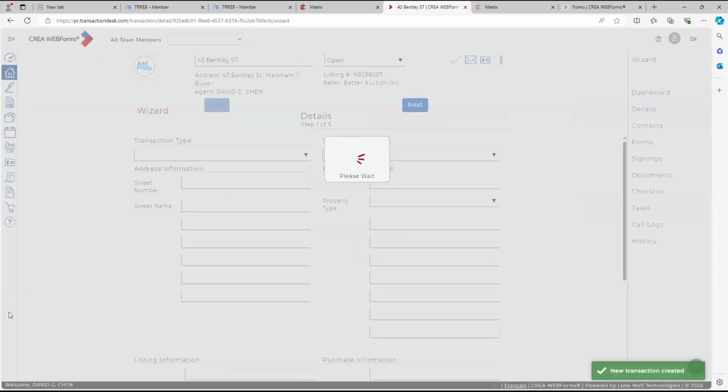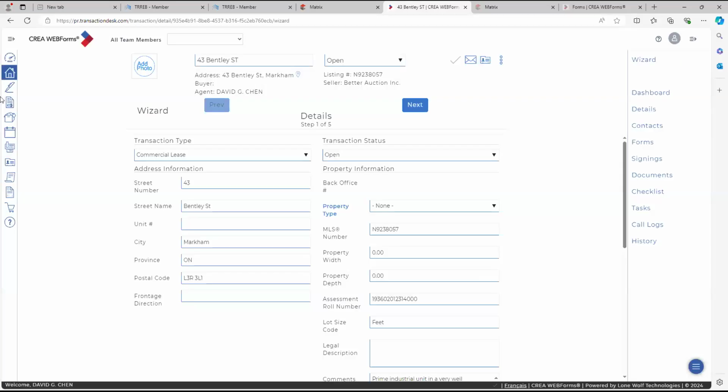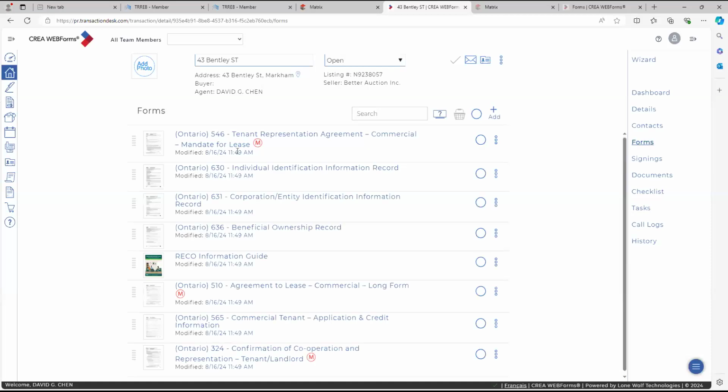So you will see from here, the offer package is already here. You don't need to fill out here. The quick way is going to the forms. Look here, the forms already pop up, all the forms. If it's the first time and your client did not sign BRA, you sign BRA, you also need client ID 630 for the individual. If they're a corporation, you also need 631. You need those kinds of information from the client, okay?